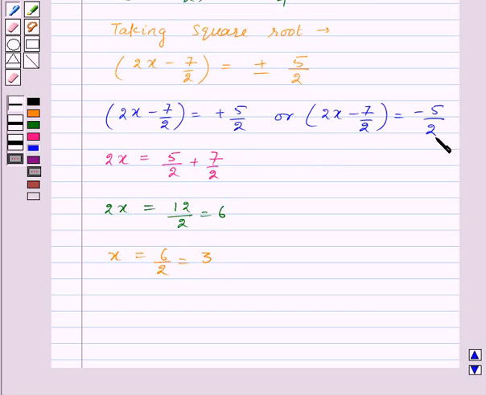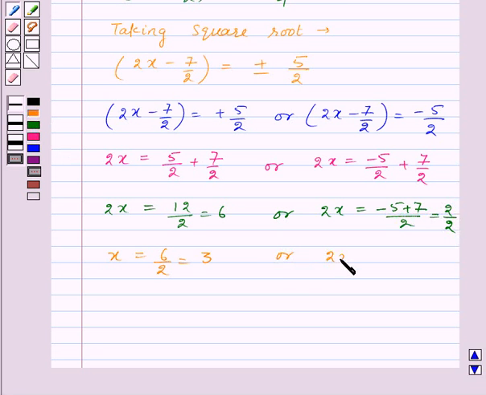Now we'll solve the second one. So this will give us 2x is equal to minus 5 upon 2 plus 7 upon 2. That is 2x is equal to minus 5 plus 7 upon 2, that is 2 upon 2. So 2x is equal to 1, or x is equal to 1 upon 2. So we got two values of x, that is 1 upon 2 and 3.